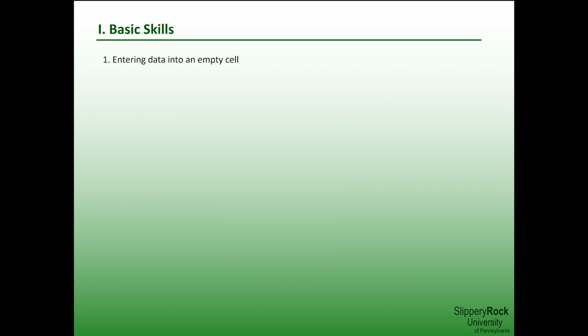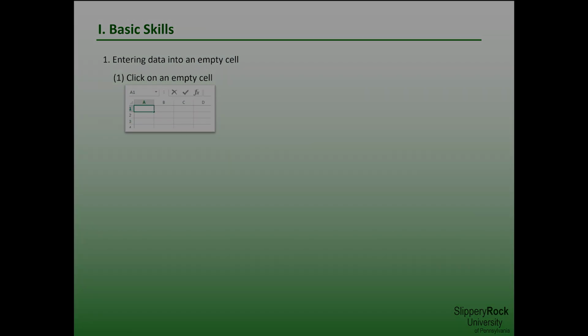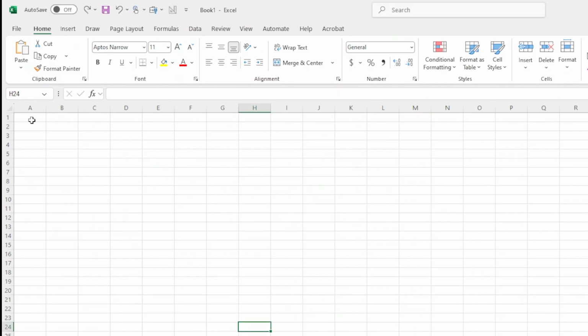Let's start with some basic skills in Excel. First, we will learn how to enter data into an empty cell. Step 1 is to click on an empty cell, like cell A1 shown here. Once you've selected the cell, you can type text, for example, a course code like SCI101, or type a number such as 25.1. After typing, simply press Enter to save the entry into the cell.